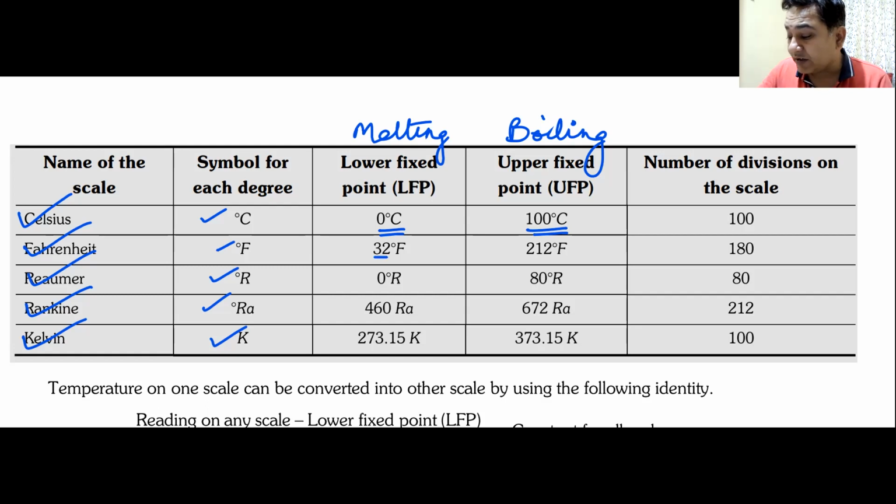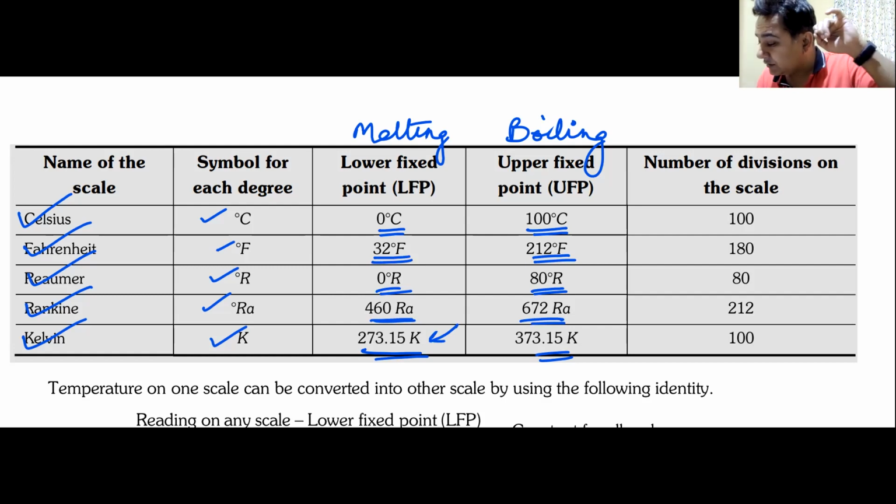Fahrenheit, on the other hand, called it 32 degree and 212. Reaumur called it 0 and 80. Rankine called it 492 and 672. Kelvin scale was not based on this, it was based on a different concept. But in the Kelvin scale, the freezing point of water comes out to be 273.15, very precise, and the boiling point is 373.15.